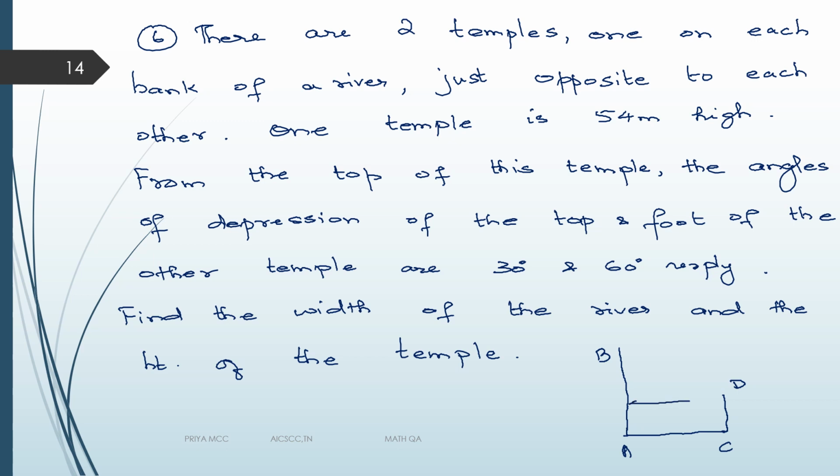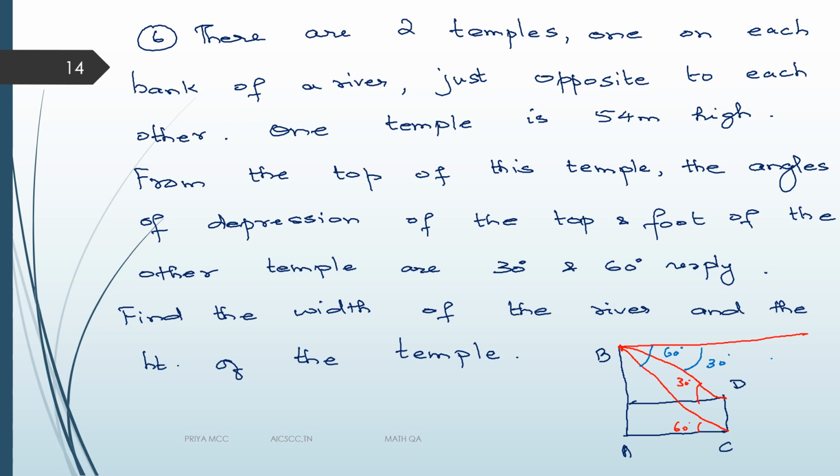Now you are looking at this part. You are looking at from B. You are looking at the base of the temple. From B, you are looking at the top of the temple. Okay, this angle is 60, correct, and this angle is 30. The angle of depression, of course, when I say angle of depression, this is 60, and this angle is 30, correct.